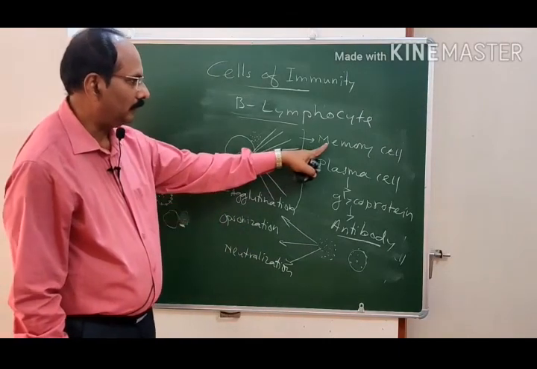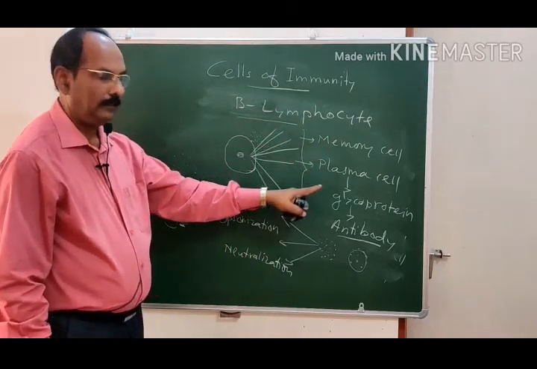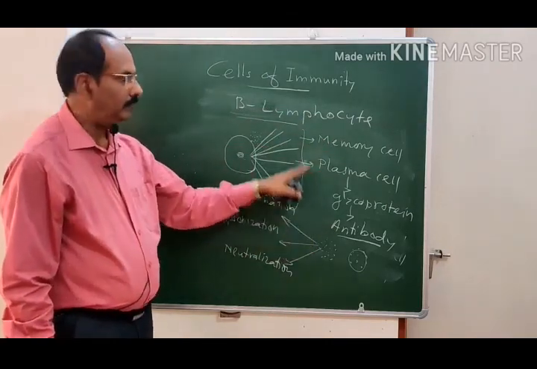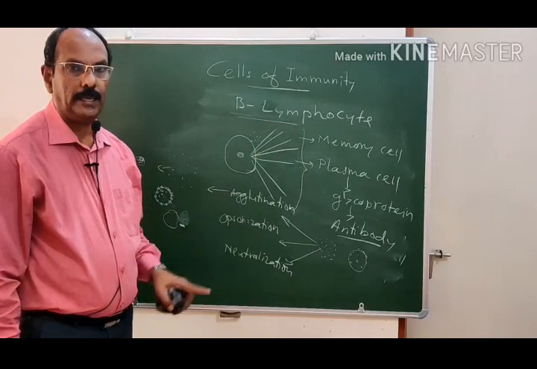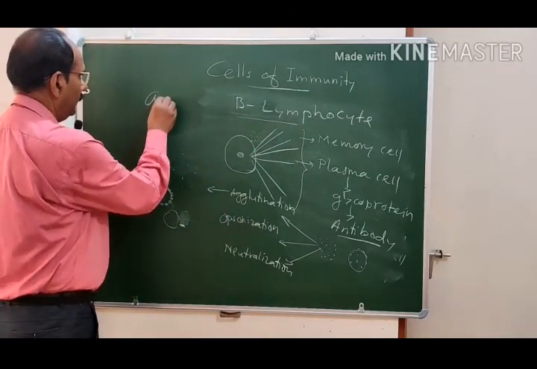Then another one is the memory cells. Here the immunity provided by the lymphocyte is because of the antibody, and this type of immunity is known as antibody mediated immunity.